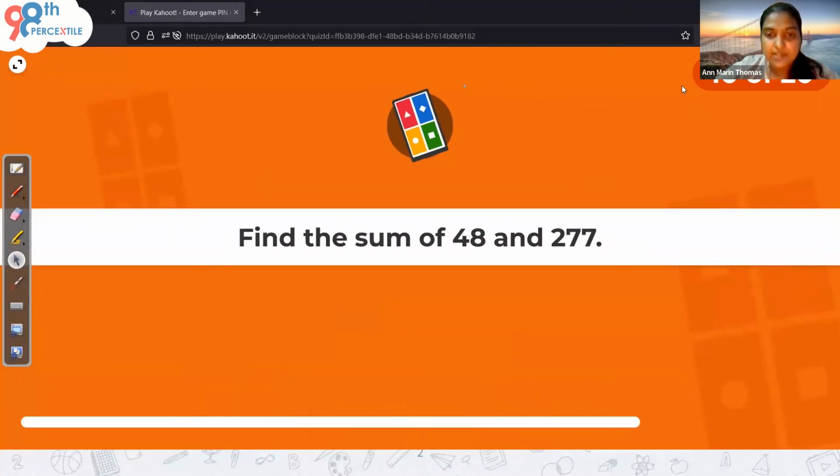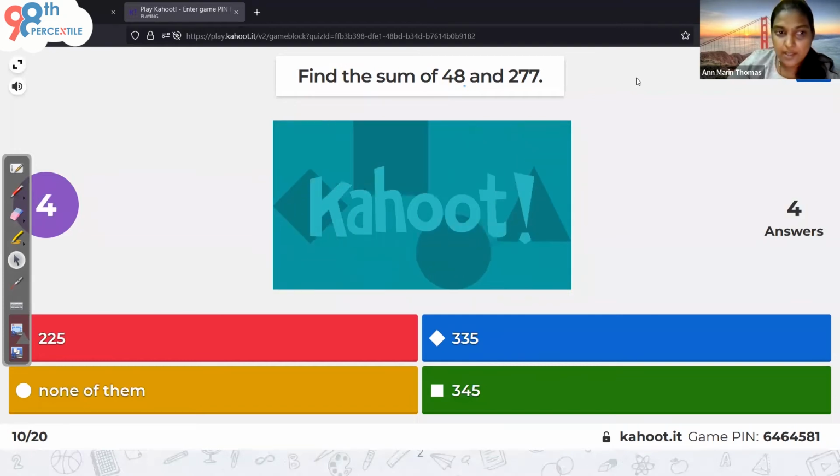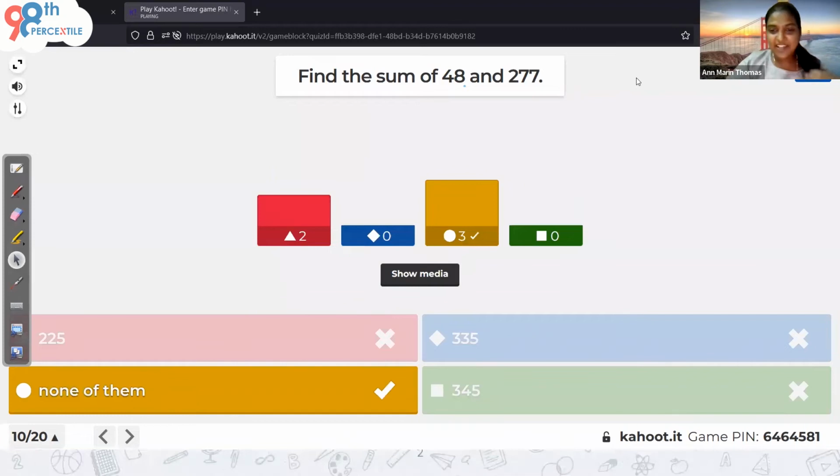10th question. Find the sum of 48 and 277. 48 and 277. Got 4 answers and I have 5 seconds left. Okay, it was none of them. It was a very tricky question. I was expecting all of them to give me the other answers. Okay, good. I can see 3 of them identified it was none of them. Okay, let's solve it out together.